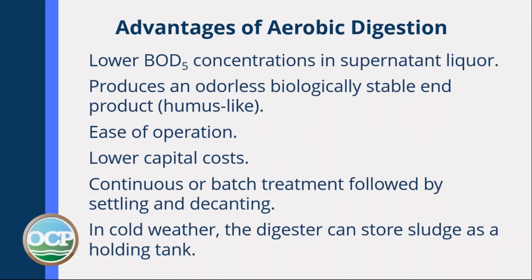The advantages of aerobic digestion: you produce a lower BOD concentration in the supernatant liquor than you do with anaerobic. Aerobic digestion produces an odorless, biologically stable end product that's humus-like. They're very easy to operate. They cost less to build, so you have lower capital costs. You can do continuous or batch treatment followed by settling and decanting. And in cold weather, the digester can be used to store sludge as a holding tank.